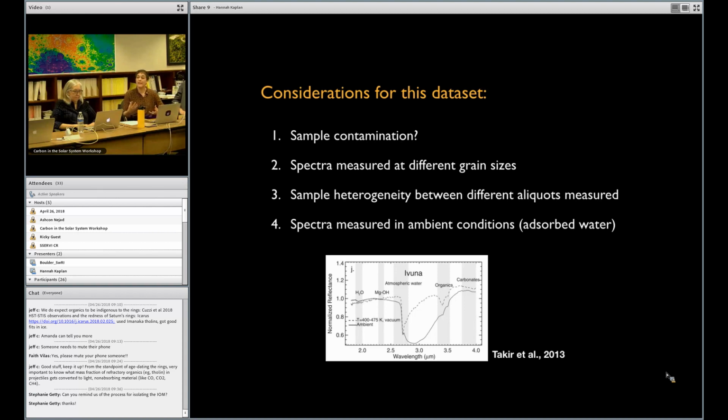I am comparing spectra that were measured on one sample aliquot to elemental data that was measured on a different sample aliquot. This is the best we can do currently.